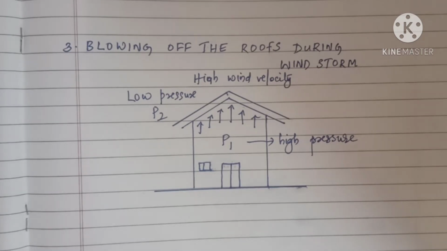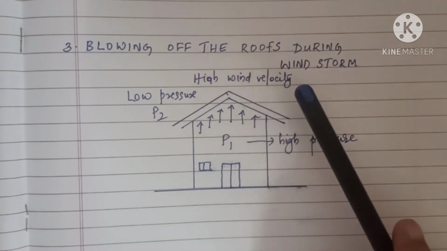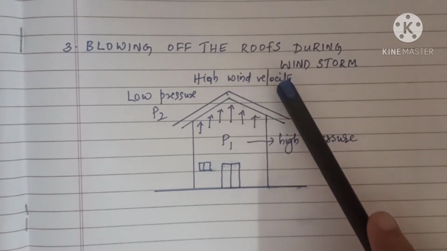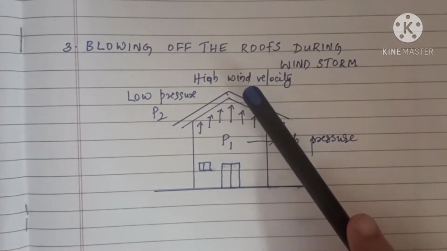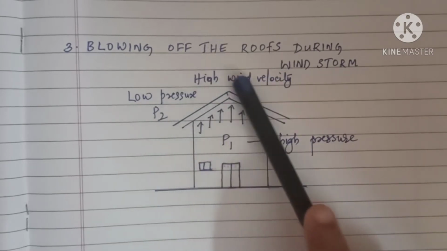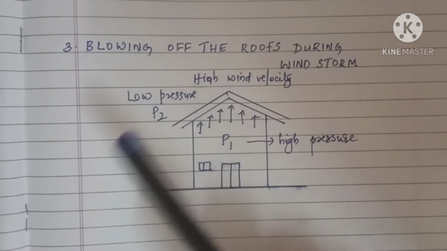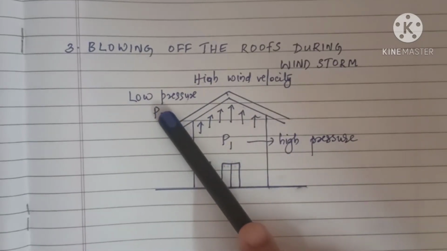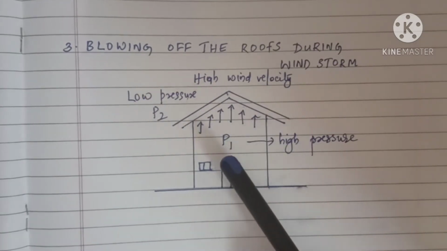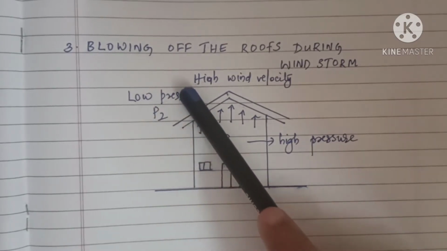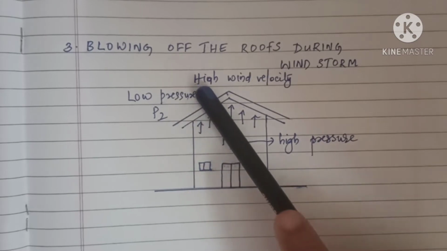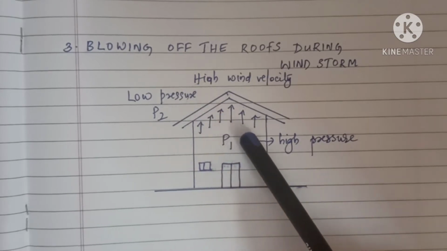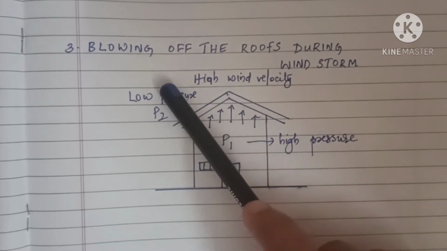How does this happen? When the high wind blows over the roof, that means the wind is having a higher velocity. As a result, the region around here will have a low pressure, isn't it? High velocity, low pressure. Clear? Now inside there is an atmospheric pressure, we call it P1, and when there is a change in pressure outside, there will be a difference in pressure, isn't it? Here the pressure is more and here the pressure is low.